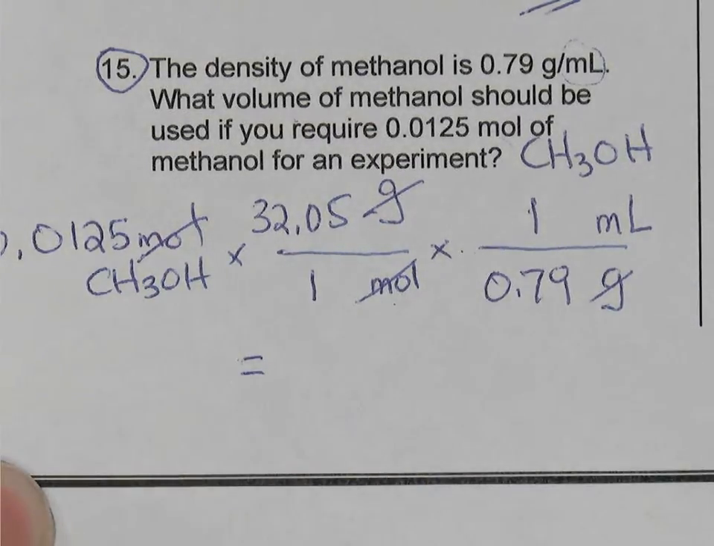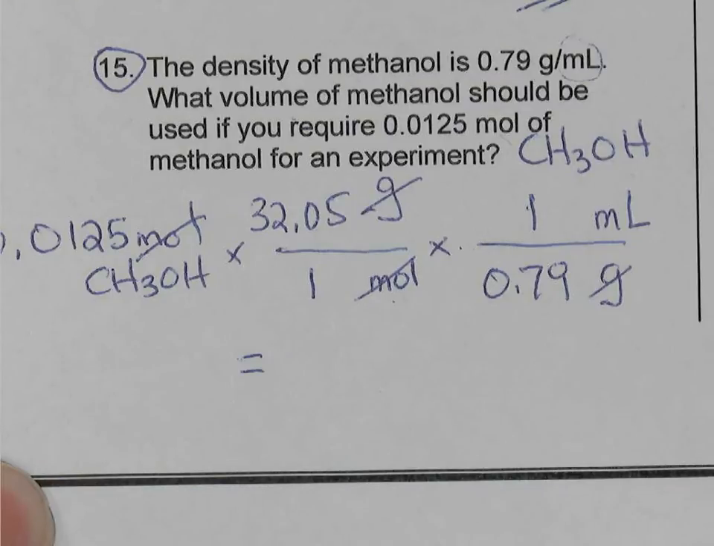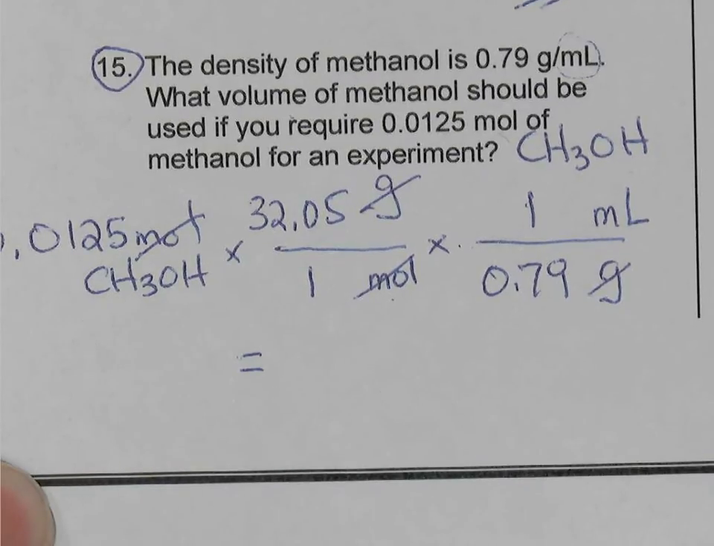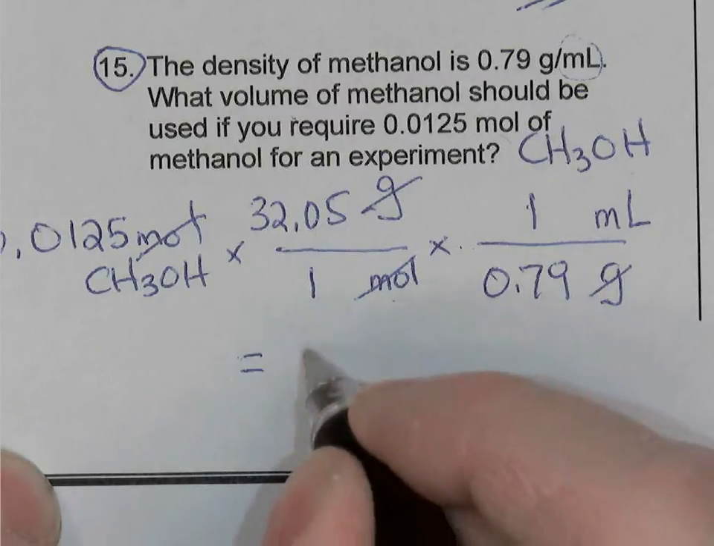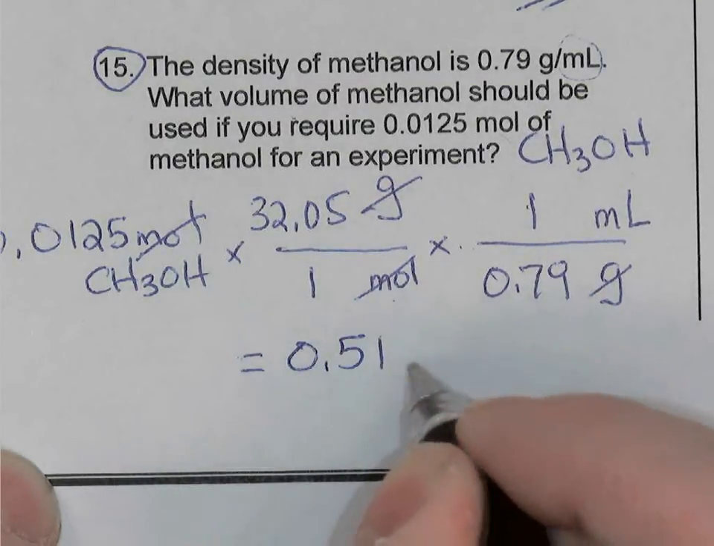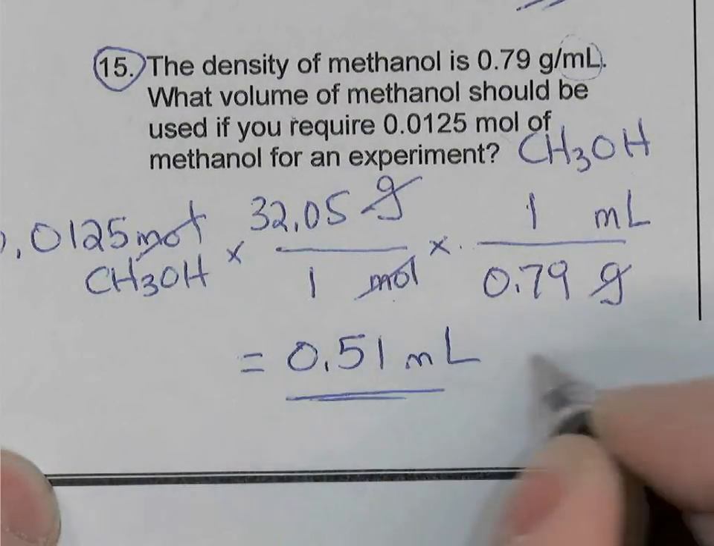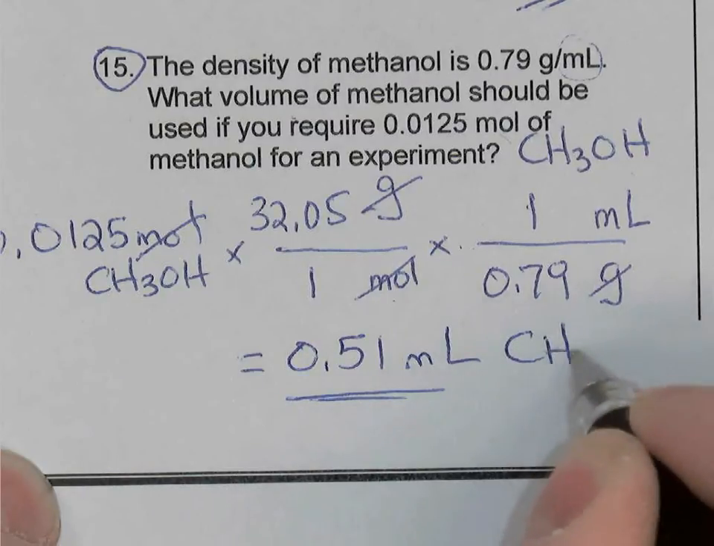So 0.0125 moles times 32.05 grams per mole and divide by 0.79, keeping 2 significant digits in the answer, 0.51 milliliters of the methanol should be measured out.